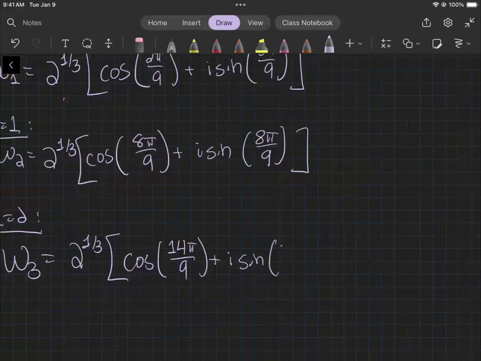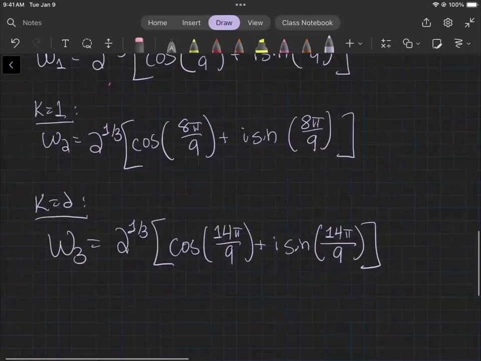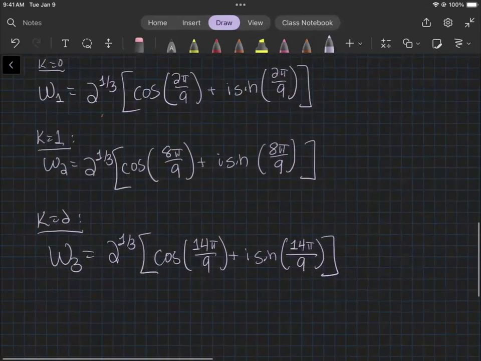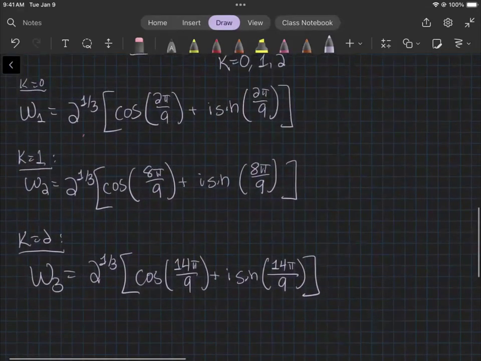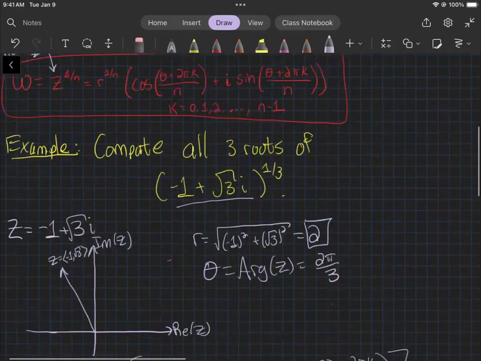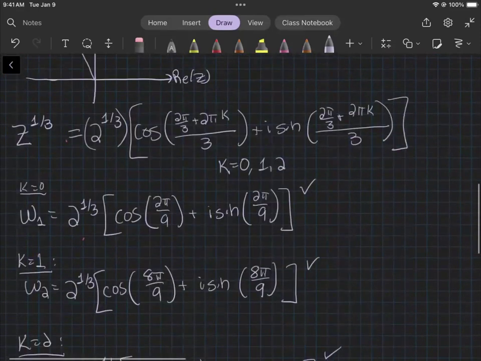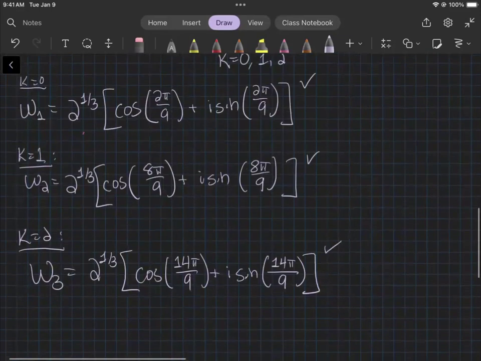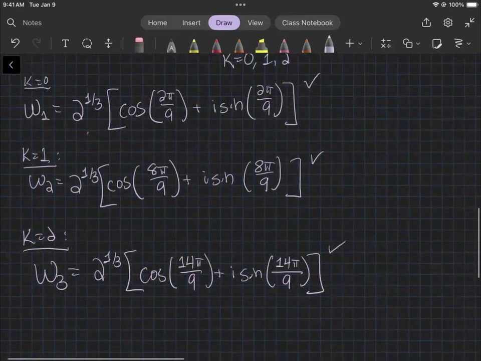Doesn't hurt to double check. Sorry for being so hesitant. So these right here are the three roots of the complex number minus 1 plus root 3i. It's pretty straightforward.